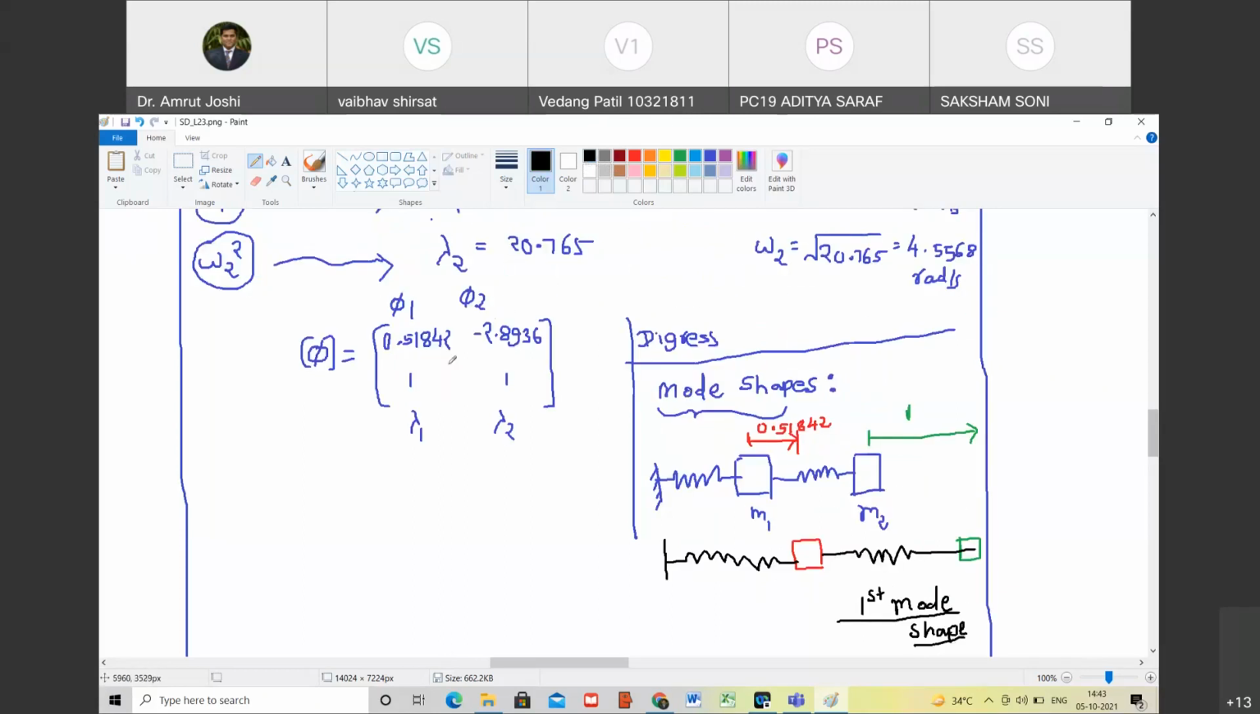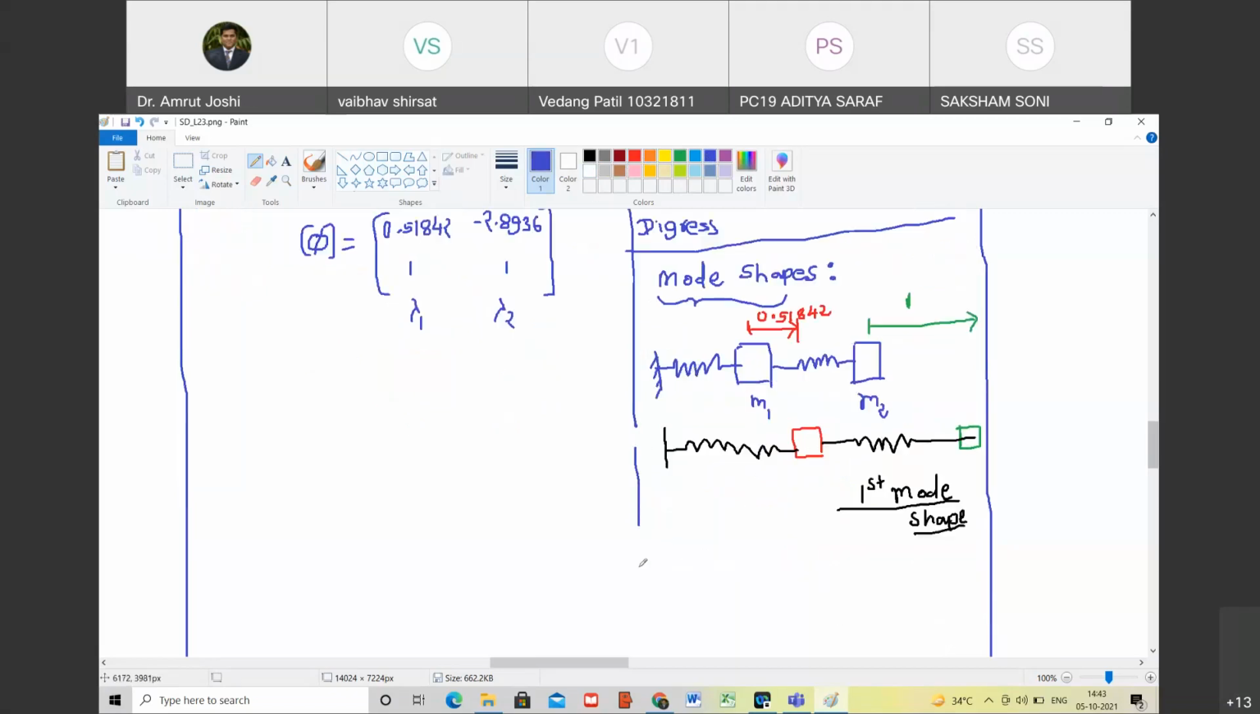अब जरा यहाँ पे देखो. If I move M1 by 0.51842 towards left, I will have to move M2 by 1 unit towards left. That is also the first mode shape. Are you with me? Yes, sir.